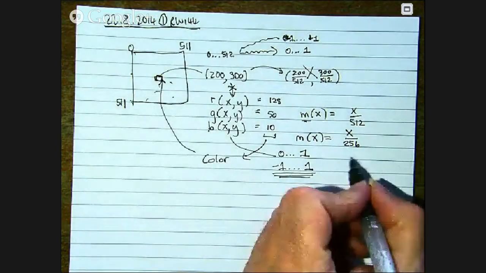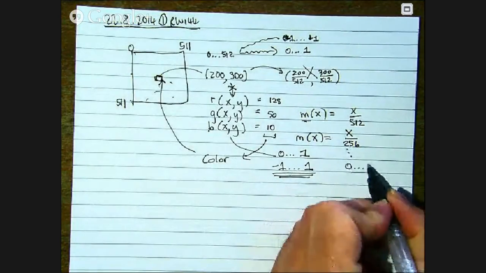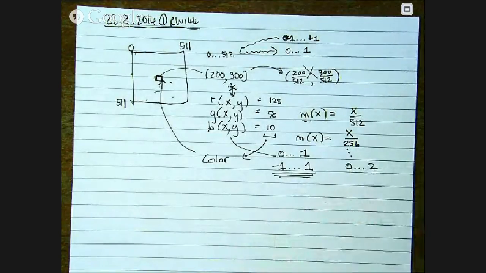Okay, excellent. So now I've got values in the range 0 to 2. If x is 0, the original x, then this map mx will be 0. And if the original x is 512, then the new mx will be 256, 2, as you said.